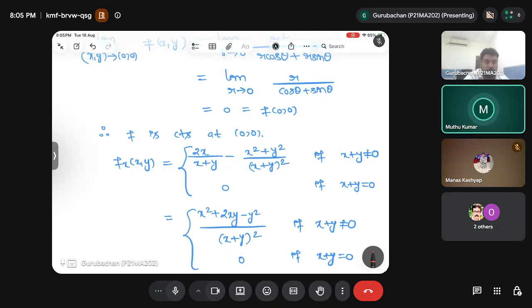This question was asked in assignment 3. In assignment 3, it is also there, the same question, but they have awarded marks for a wrong answer. That is, they have given that f is continuous at the origin. But actually, f is not continuous at the origin. Therefore, f is not differentiable at the origin. Not continuous and therefore not differentiable.